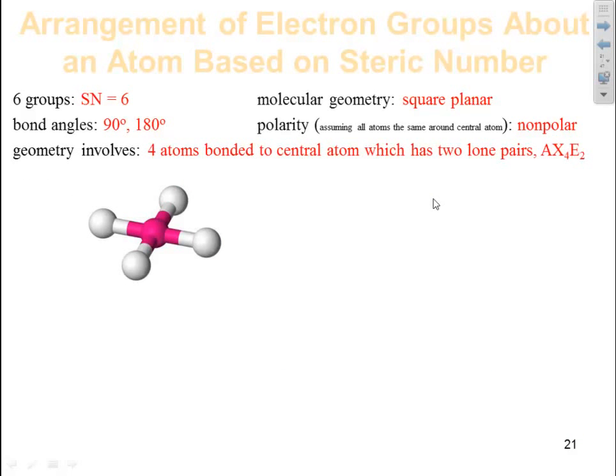Geometry involves 4 atoms bonded to the central atom, which has 2 lone pairs. This is an AX4E2 arrangement.